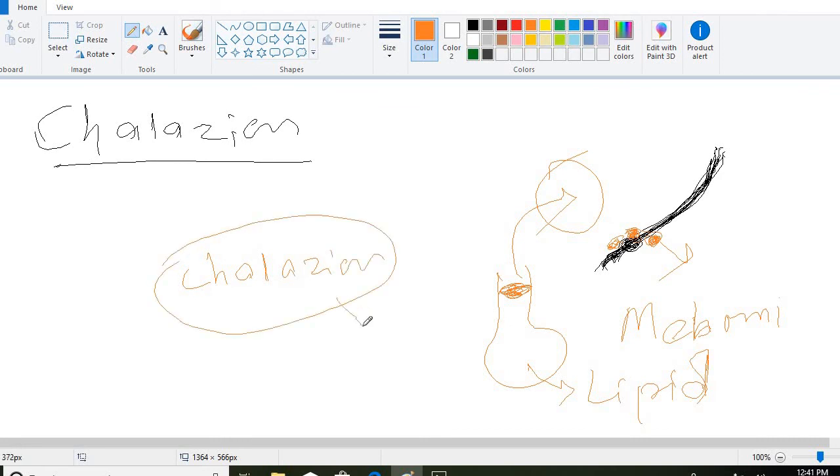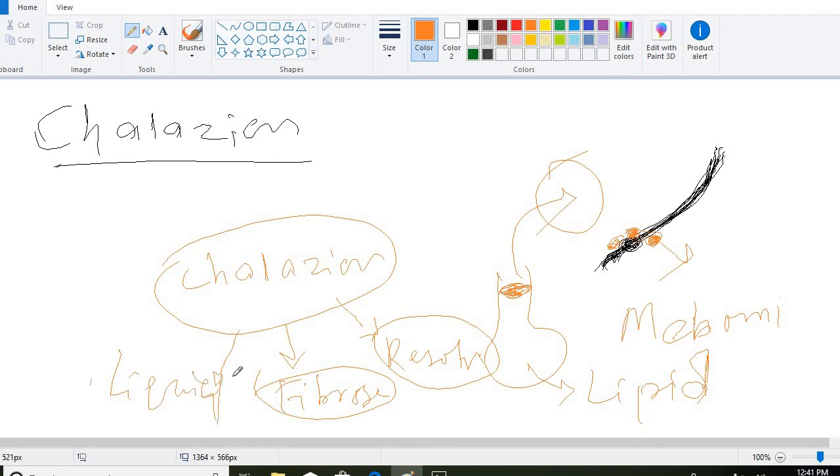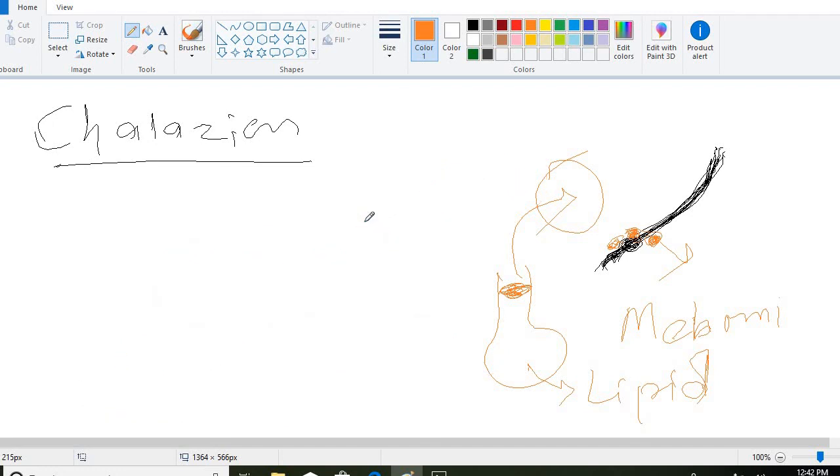Now suppose a chalazion is going to develop in a patient. It may resolve, or it may get fibrosed into a hard nodule. It may also liquefy, or it may calcify and become hard. So these are the fates of chalazion. Perhaps it may resolve, or it may fibrose and become hard. It depends upon the condition of the patient.